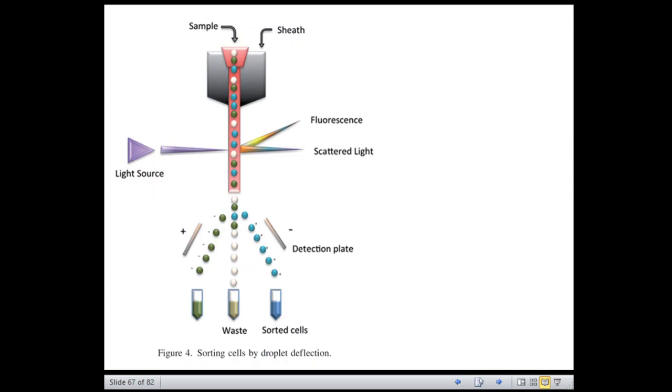If the positively charged droplets are deflected, then they are deflected towards a negative charge, that is the platinum plate of negative charge, and negatively charged droplets are deflected towards the positively charged platinum plate. And if there are uncharged droplets, they are collected into a waste container.